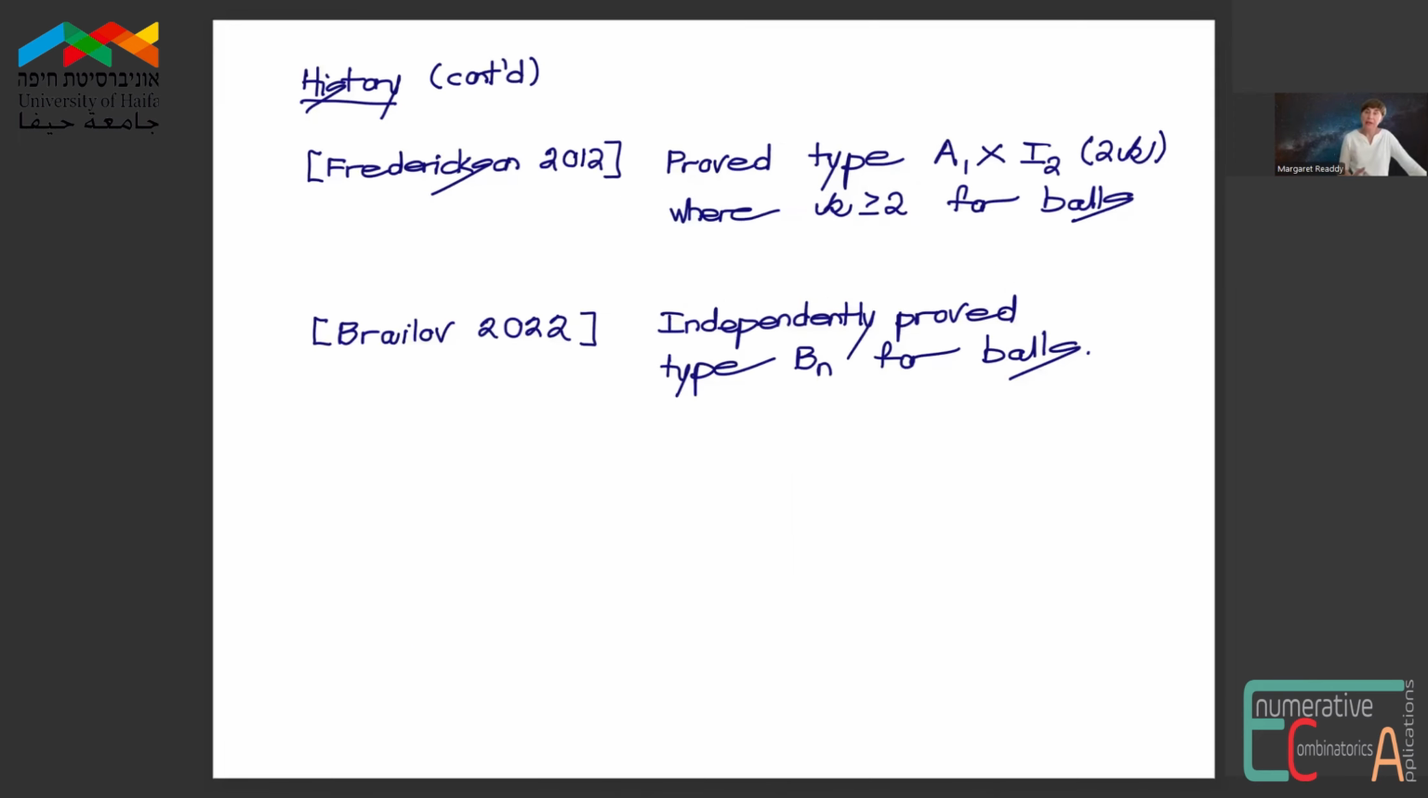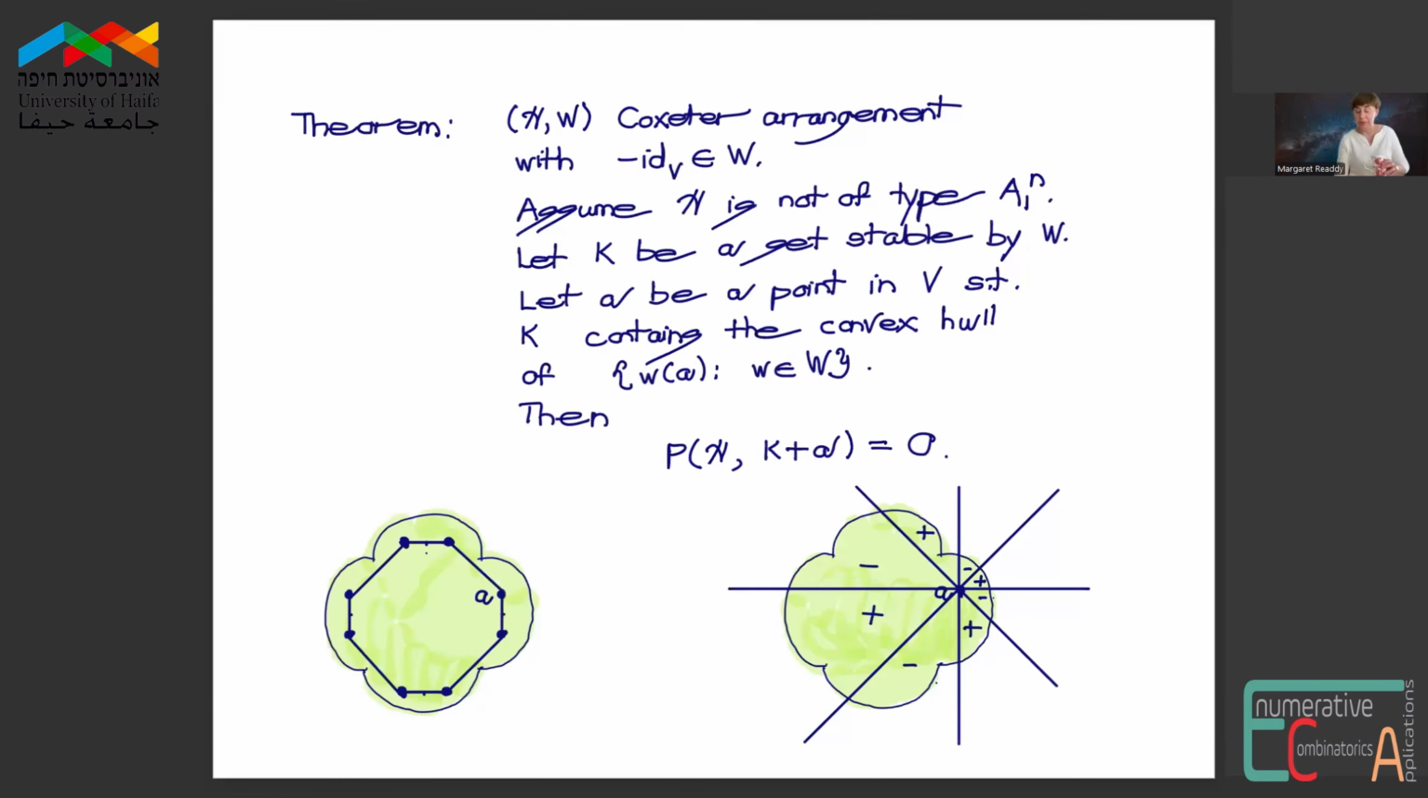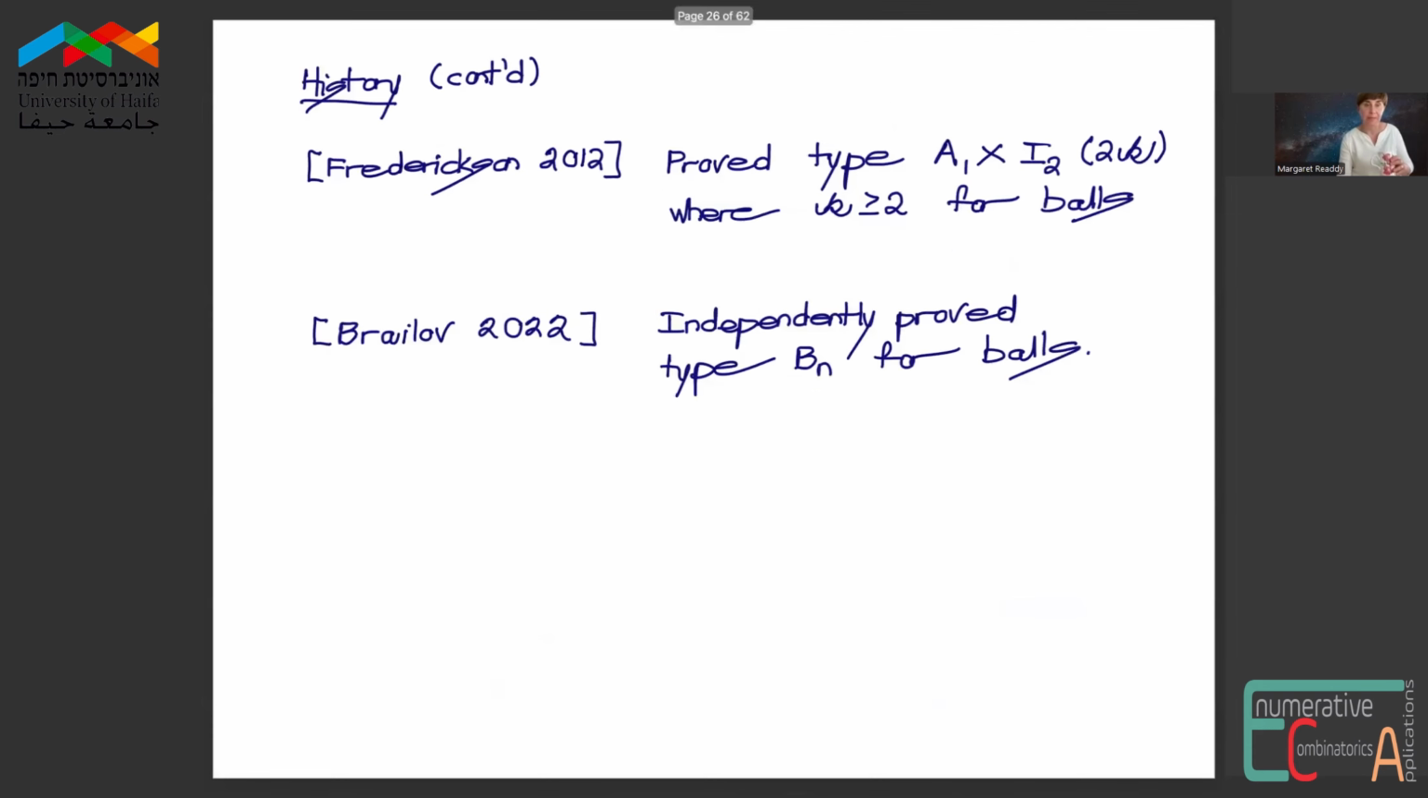So to say something about special cases of this, Fredrickson in 2012 proved that in type A1 cross A2 of 2K, this holds for balls where we have at least K to be 2. And then recently, Brailoff proved that the Coxeter group of type BN also holds for balls. So again, going back to this theorem that I stated, this is for much more general sets and many, many Coxeter arrangements, not just BN.